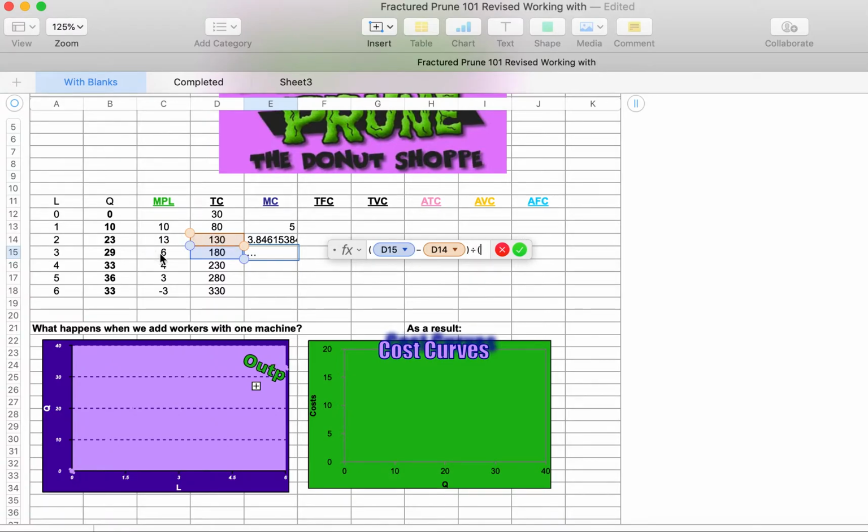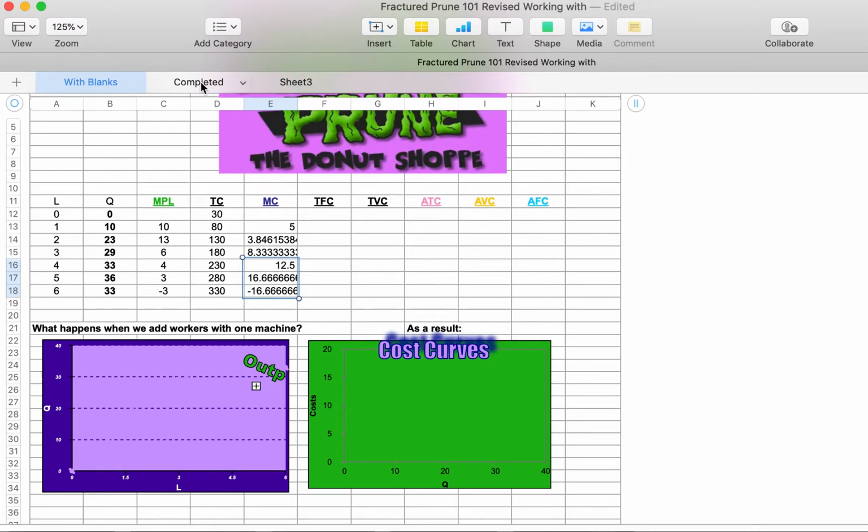Remembered my parentheses this time. Don't go here. I almost did it, but it's not what I want. I'm looking for the quantity as the control variable. So the new quantity is 29, minus the old quantity is 23, and I know that's 6. So we're talking about 50 divided by 6, and 8.33 sounds exactly right to me. Now that I've done that, I will hit Command C or copy, and I'll fill in the column.